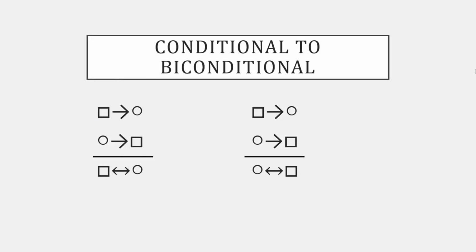Finally, our last rule that we'll introduce, and then we'll take a break and do some examples. Conditional to biconditional. If you want to get a biconditional, what you need are both halves. You need box, then circle, and circle, then box. If you've got both of those things, you use conditional to biconditional, and you get either direction of the biconditional.